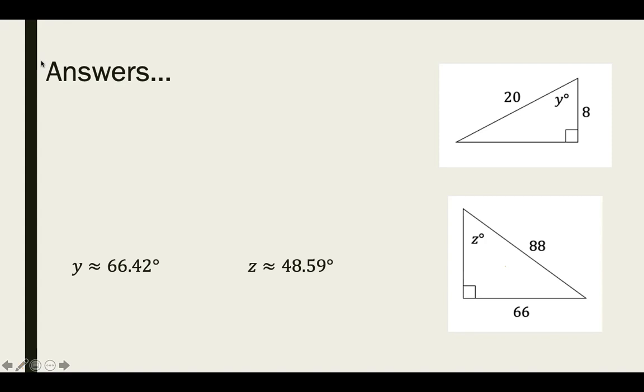So for y, we have an adjacent of 8 and a hypotenuse of 20. So we do inverse cosine of 8 over 20. You plug that in your calculator, you should get 66.42. For z, our 66 is opposite, our 88 is hypotenuse. So if we do inverse sine of that ratio, put that in your calculator, you should get 48.59.